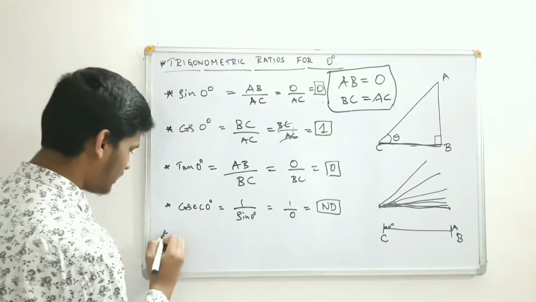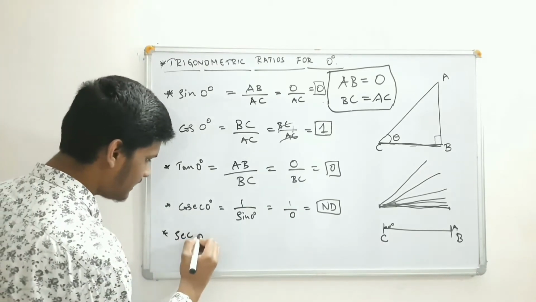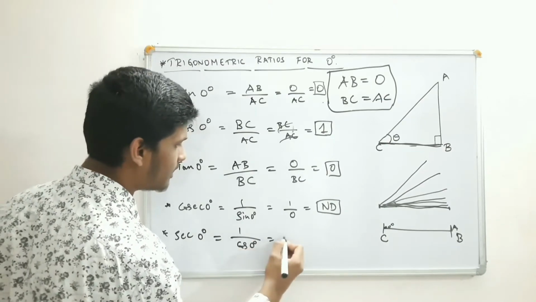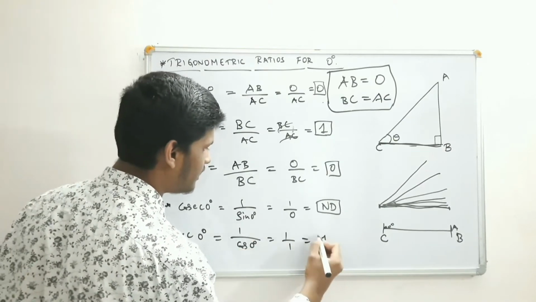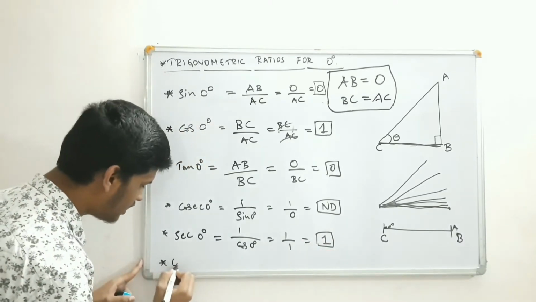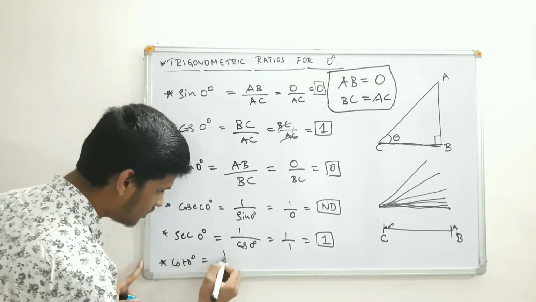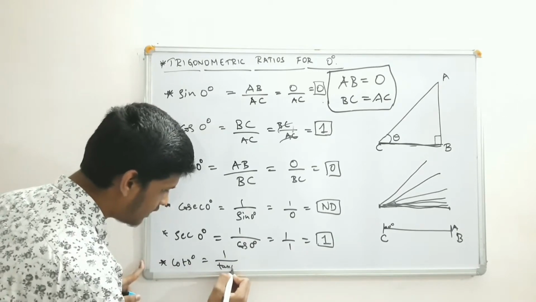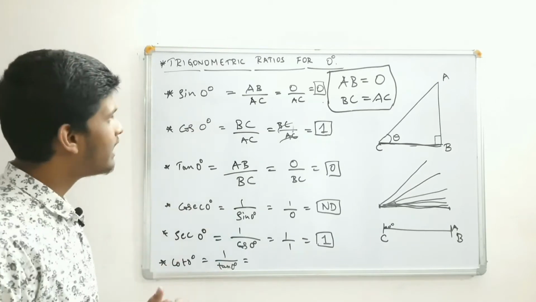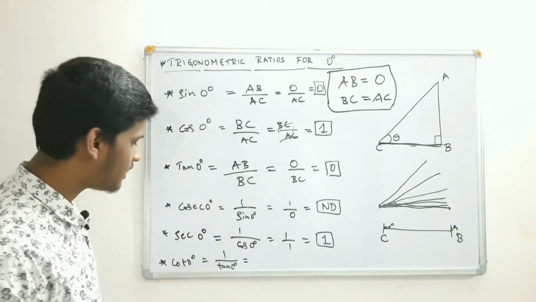Next, secant 0 degree is 1 by cos 0 degree, so it becomes 1 by 1, which is 1. And next, cot 0 degree is 1 by tan 0 degree, or cos 0 degree by sine 0 degree.